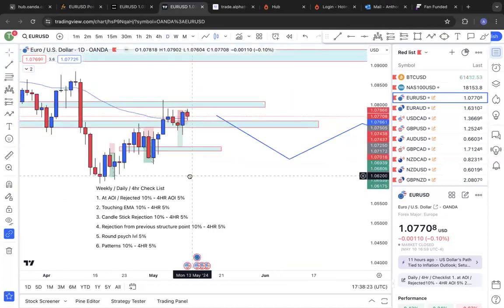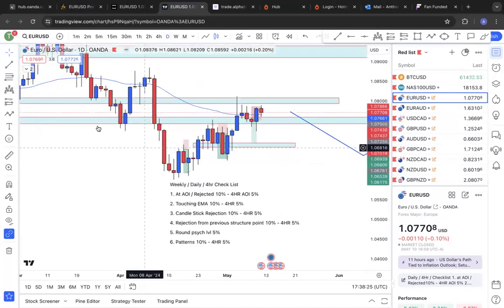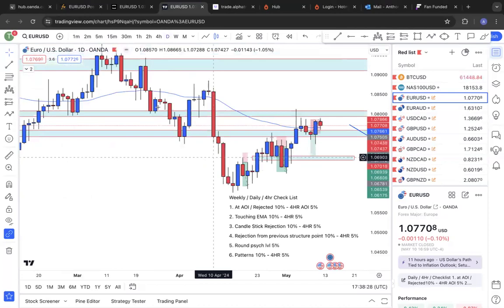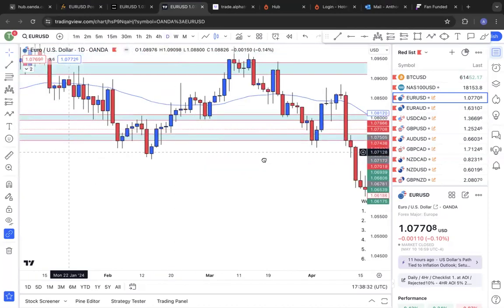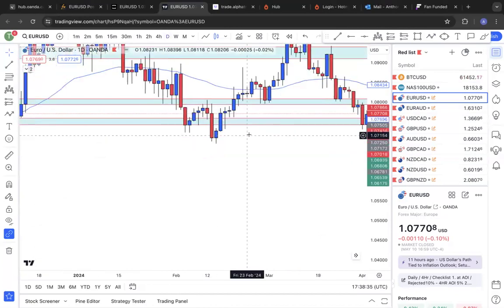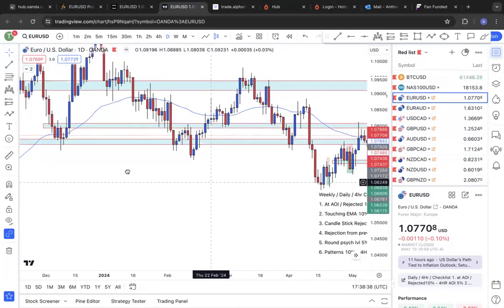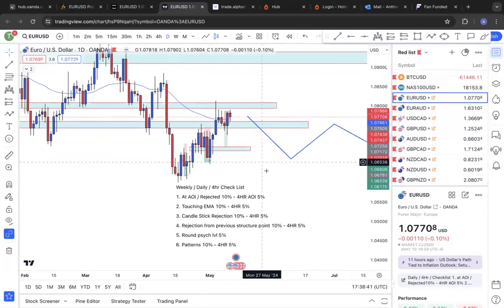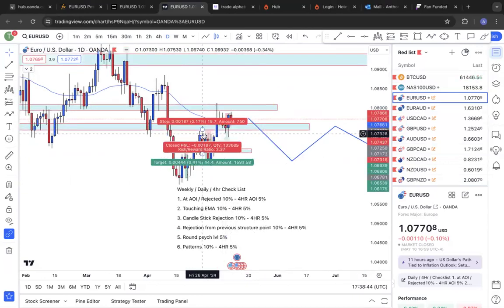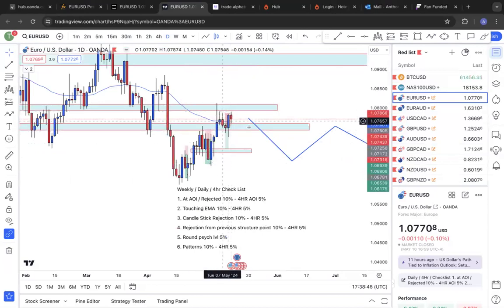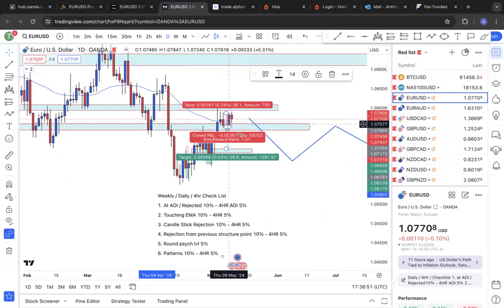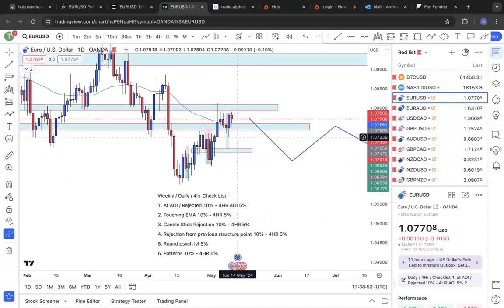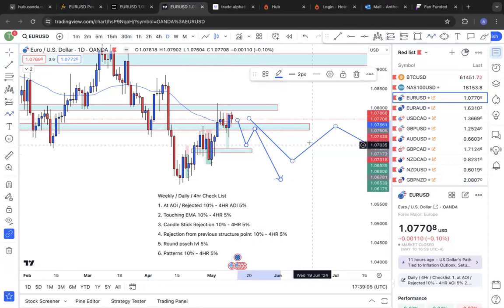So now you can see here, 1, 2, 3 touches of an area of interest here. We also are touching the EMA, but we're looking for sells, not buys, so we can't count that as it's above the EMA. We want to see this break. We're basically looking for it to come back down, break structure, retest it, and then go to the downside. That's what we're looking for.